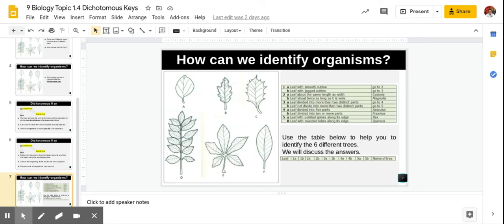So it takes practice. My suggestion here is I've given you a table below. What you need to do is identify the 6 different types of trees based on the statements that have been given to you. We will discuss the answers when I come in on Wednesday.